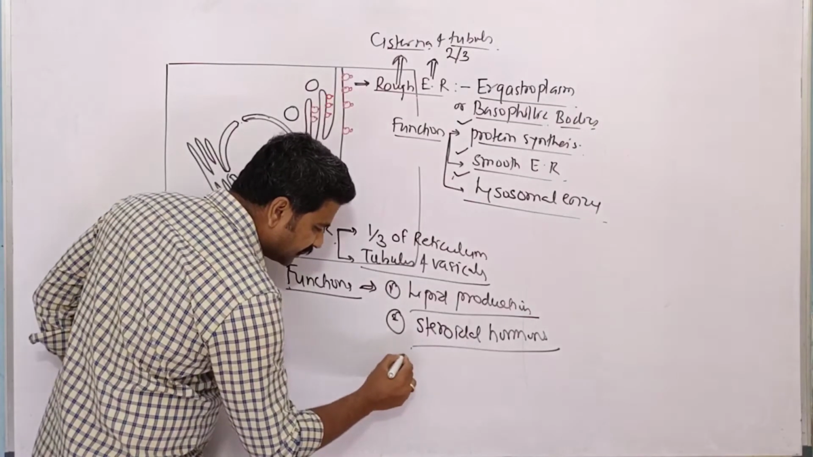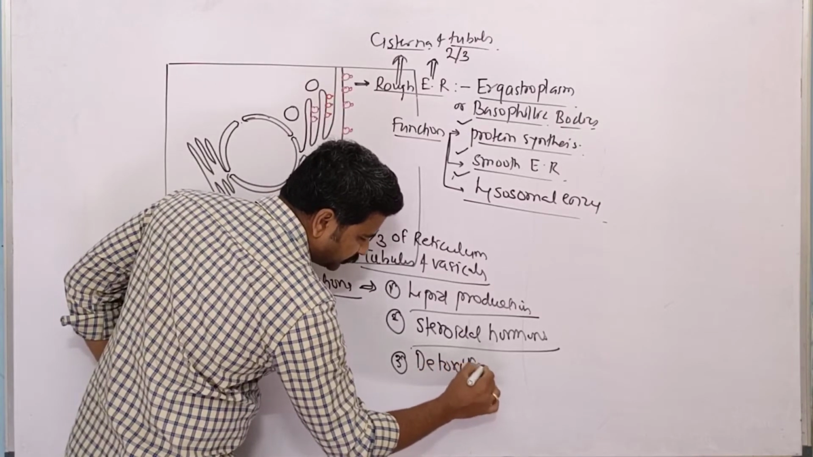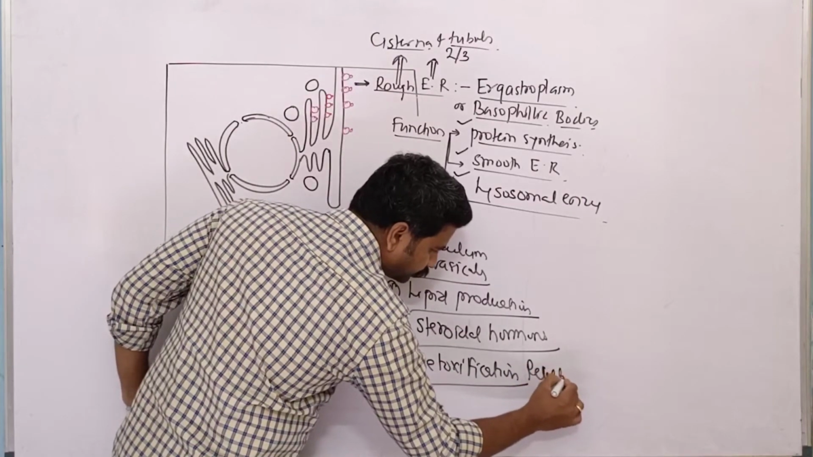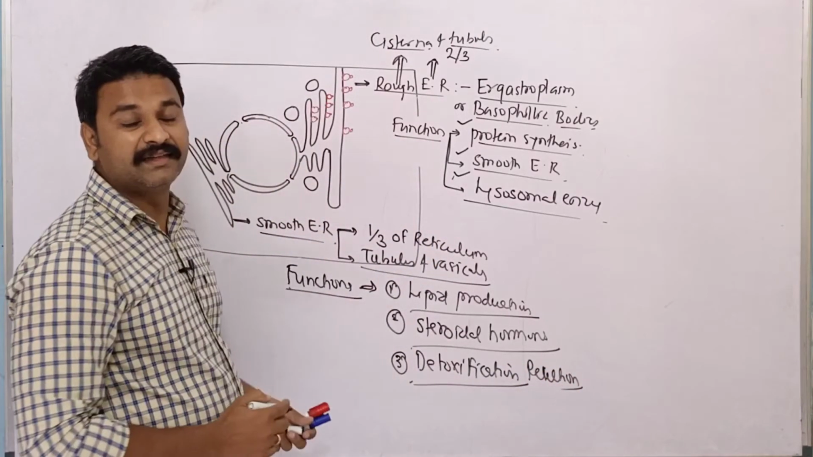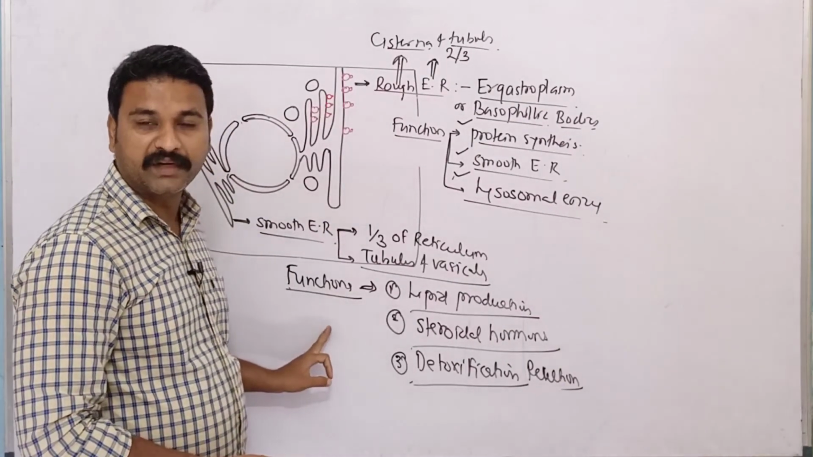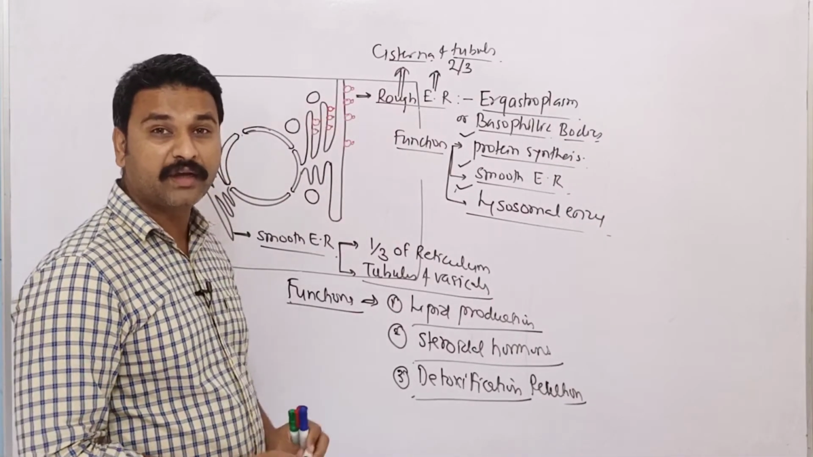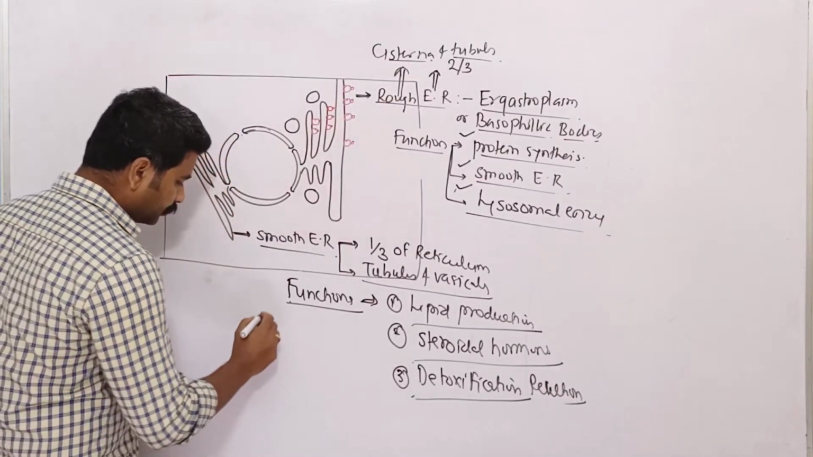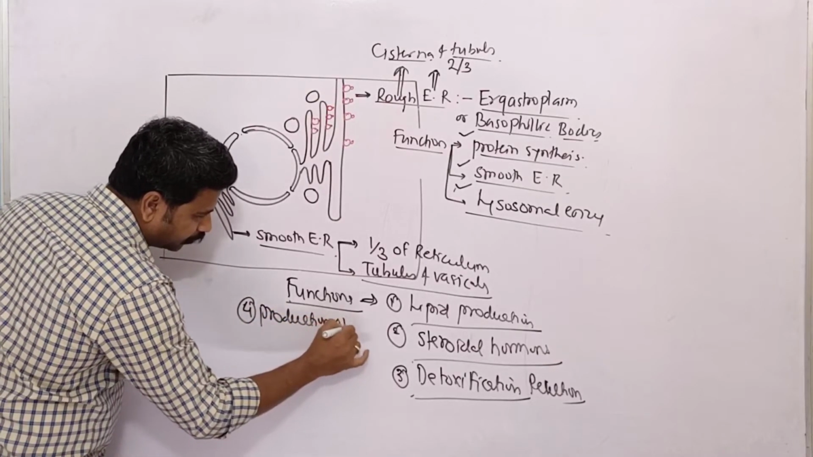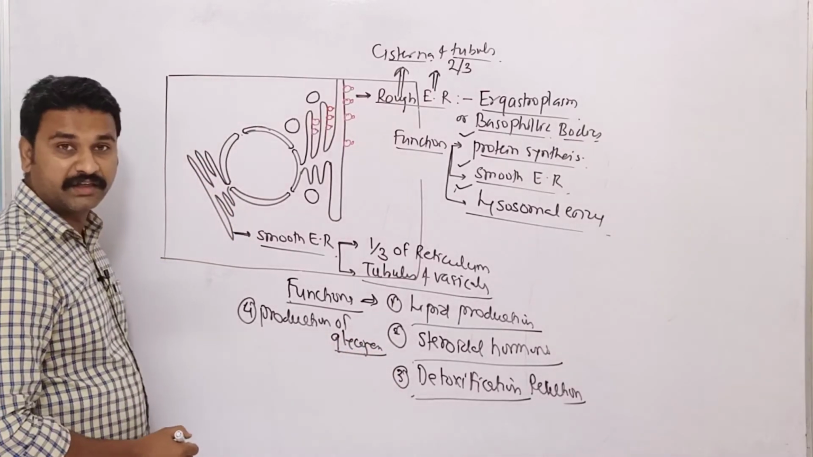Some of the toxins which are entering the body should be detoxified. The toxins which are entering the body should be detoxified inside, and this function is performed by the smooth endoplasmic reticulum. Clear? Next, the smooth endoplasmic reticulum will also help in the production of glycogen. So production of glycogen is also a function of smooth endoplasmic reticulum.